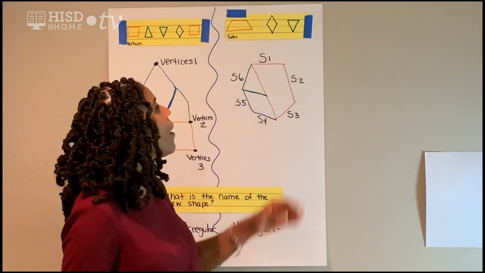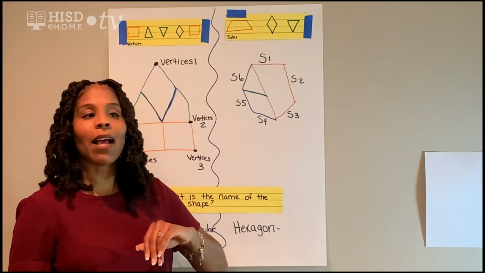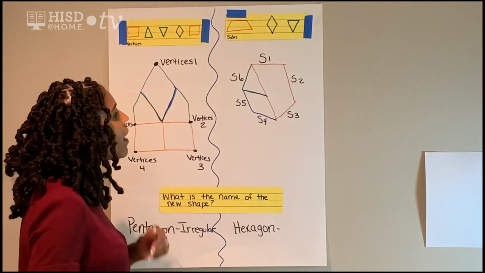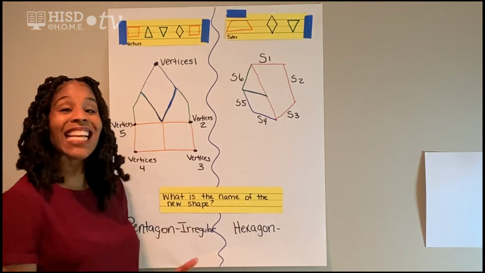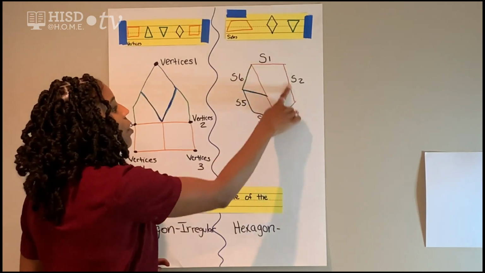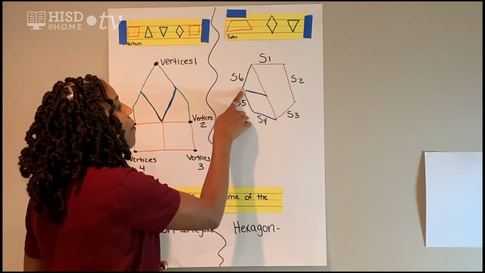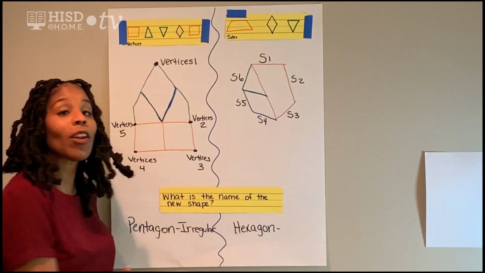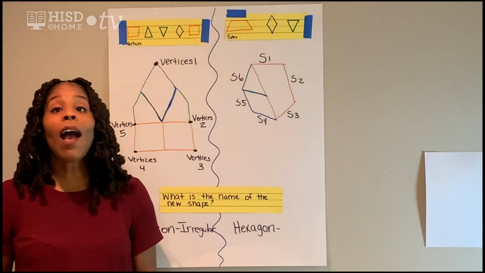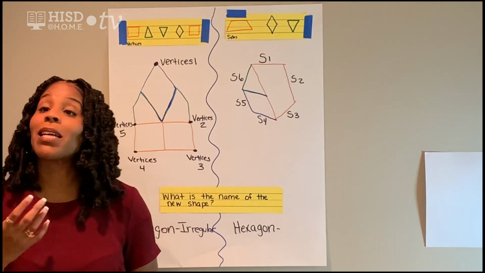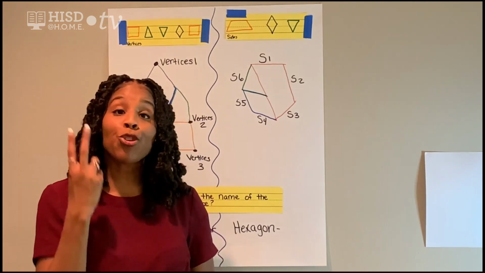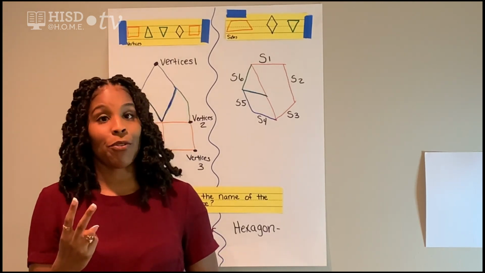Then my new shape here, I use all of my pattern blocks again. And now my new shape has 6 sides. 1, 2, 3, 4, 5, 6. It is called a hexagon. So now I have used my vertices and my sides to help me create 2D figures.